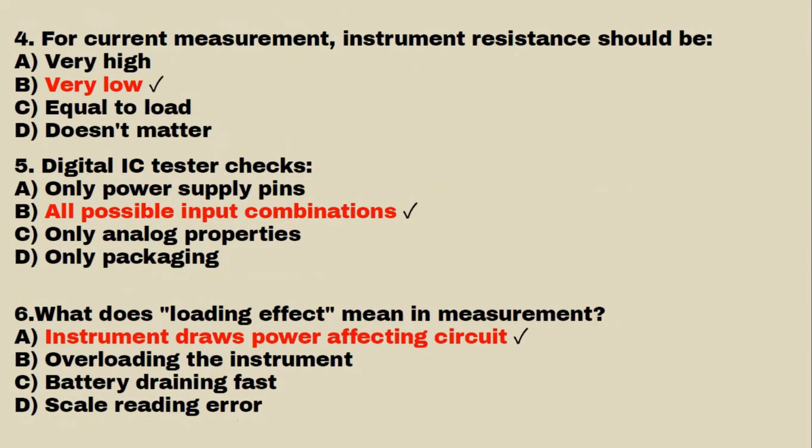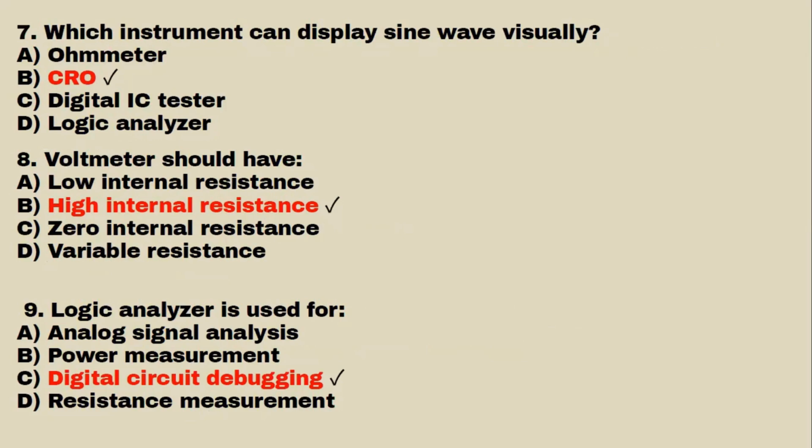Question number 6: what does loading effect mean in measurement? The correct answer is: instrument draws power, affecting the circuit. Let's go to the 7th one. Which instrument can display a sine wave visually? Visually means you can see it. The answer should be CRO, because there is a screen, a cathode ray tube which will have a screen. Even a DSO will have a screen, an LCD screen. Both will show you, but one is analog and one is digital. The correct answer is CRO, that is cathode ray tube.